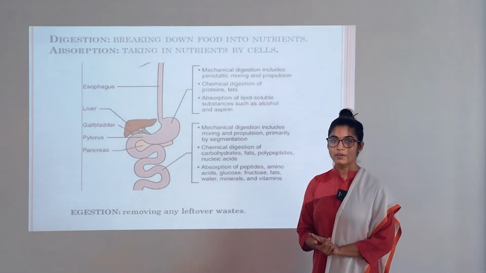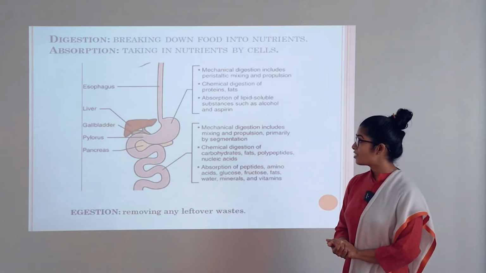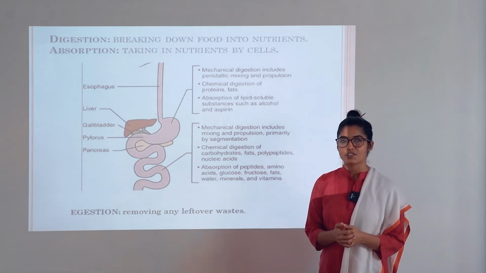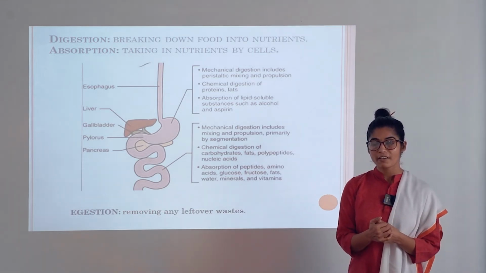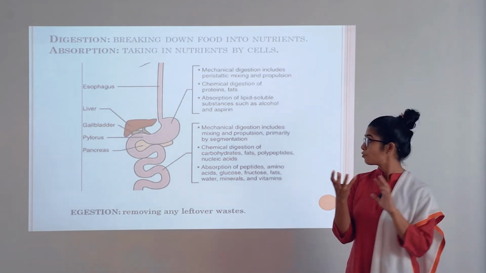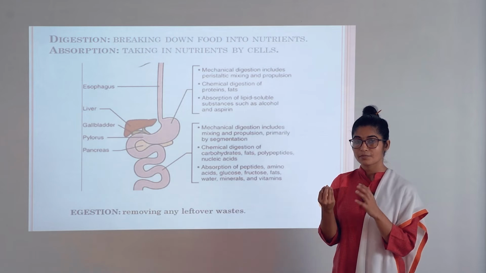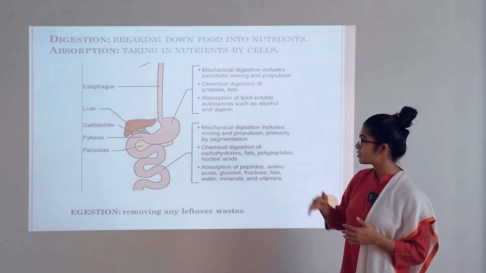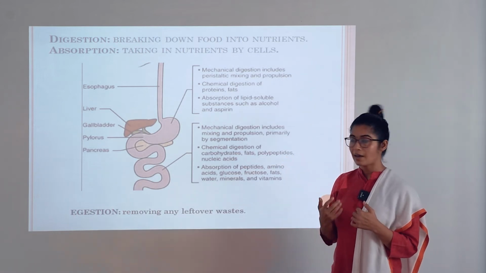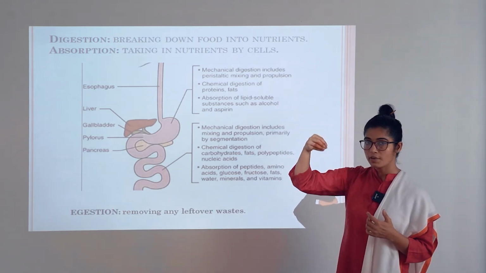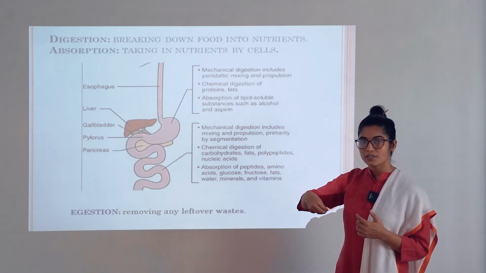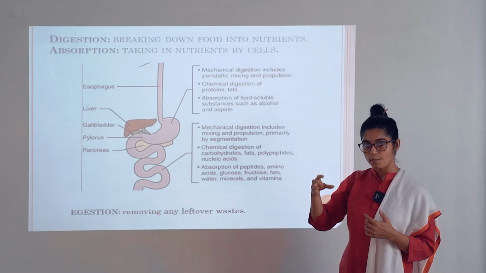So here we see the next function, digestion and absorption. First, we will talk about digestion. What does digestion mean? After ingestion, we now have food in the form of a bolus. You can see here the esophagus, after the mouth. It is a food canal through which food is propelled down towards the stomach with the help of peristalsis movement.